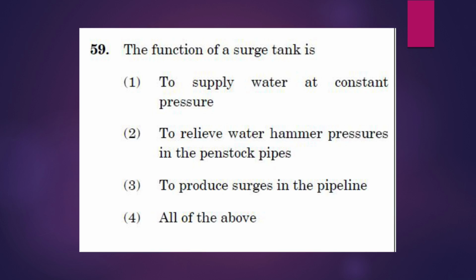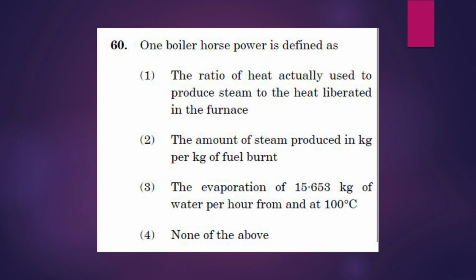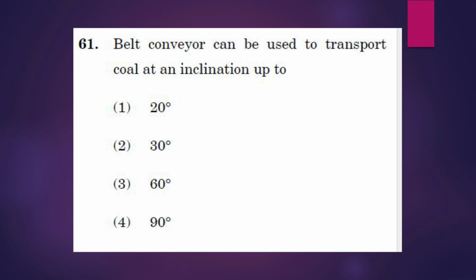One boiler horsepower is defined as the ratio of heat actually used to produce steam to the heat liberated in the furnace? No. The amount of steam produced in kg per kg of fuel burnt? No. The evaporation of 15.653 kg of water per hour from and at 100 degrees Celsius. 3 is your answer. A belt conveyor can be used to transport coal at an inclination up to 20 degrees. This is also a very important question for SSC JE, upcoming SSC JE and other junior engineer exams.